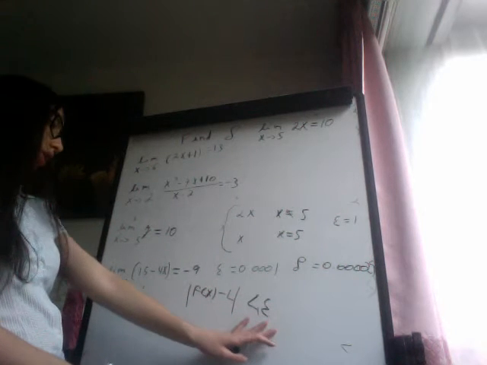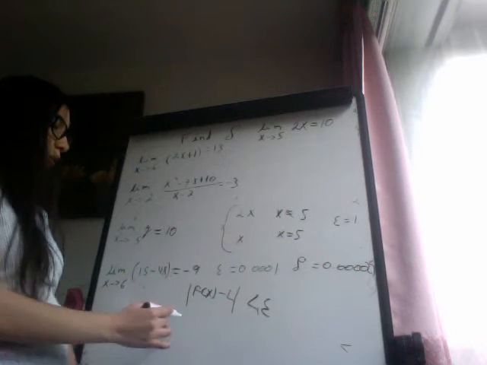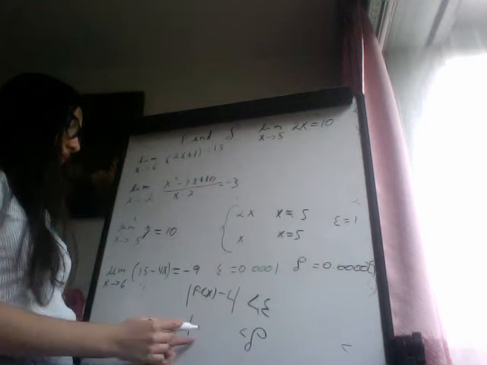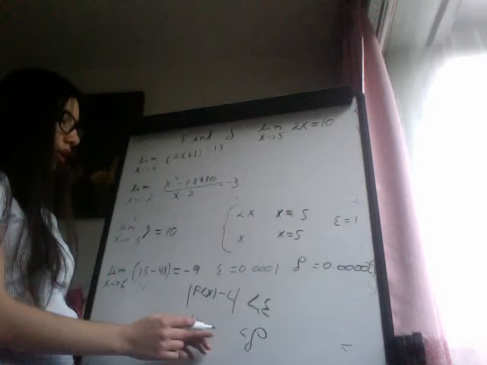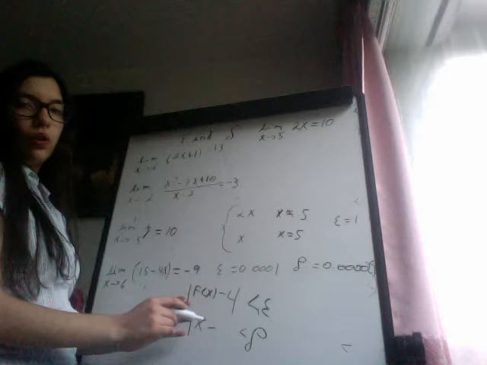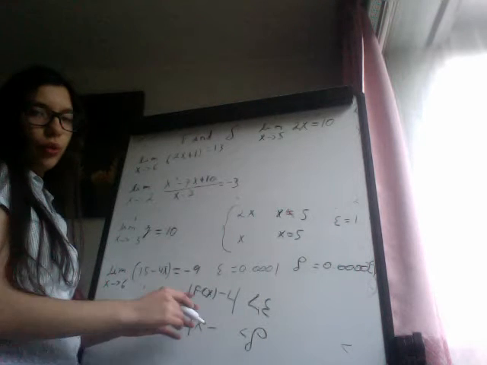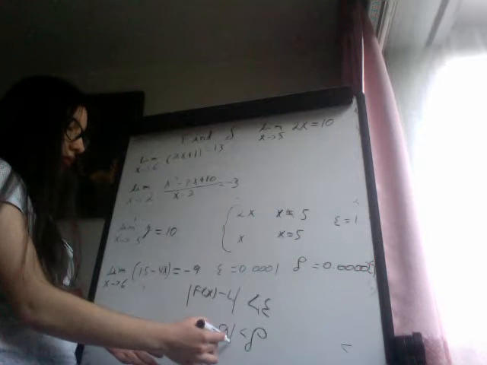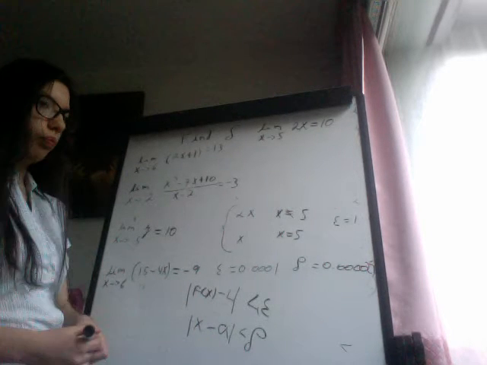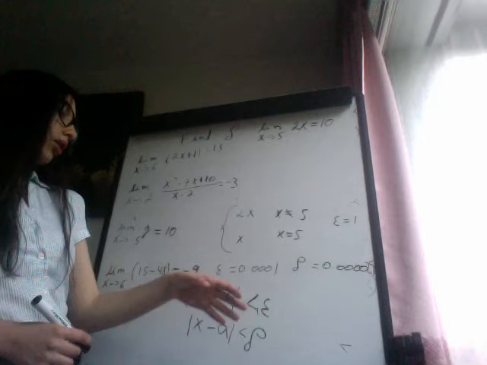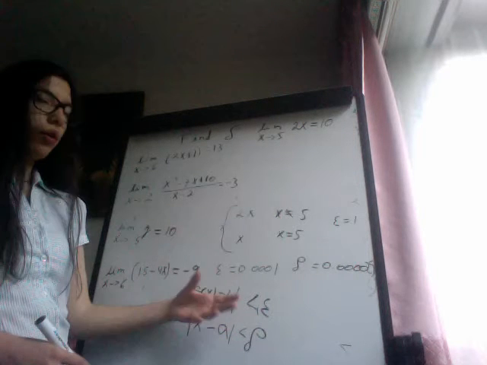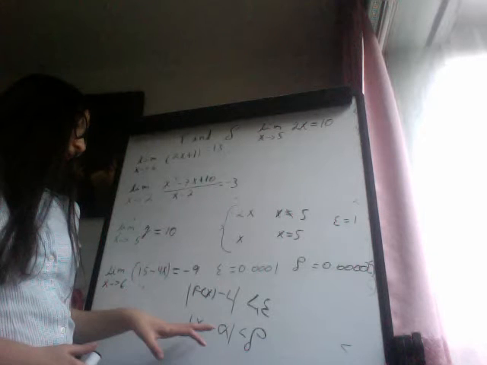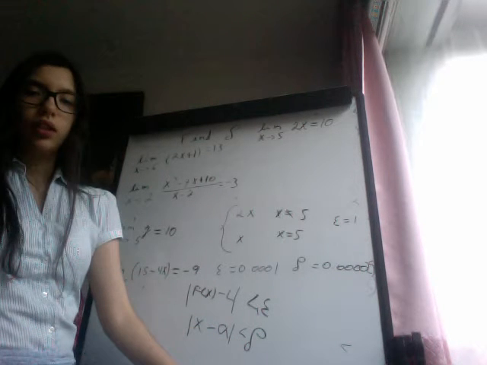If we know what epsilon is, we can find some delta such that the distance between x and the point at which we are evaluating the limit, let's say a, is small. So if we have a number epsilon, we can find some delta such that the absolute value of x minus a is less than delta.